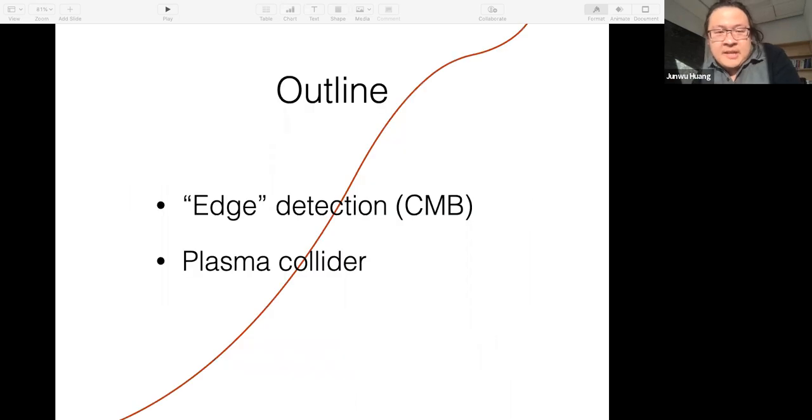So the first thing I will be telling you more about, as I mentioned a little bit, is this edge detection method, which is still a measurement that we can do with the CMB. And then we'll move on to something that is quite different, which we call a plasma collider.